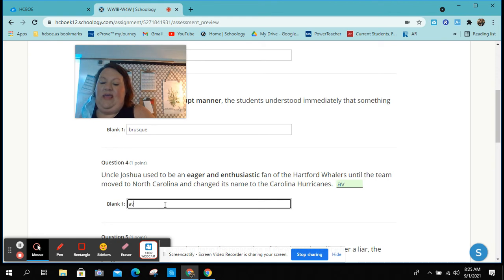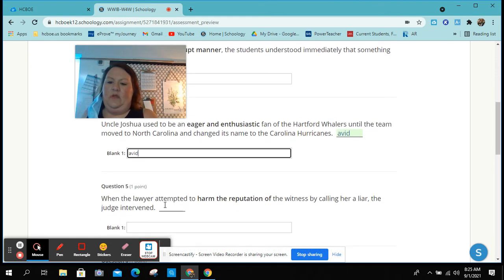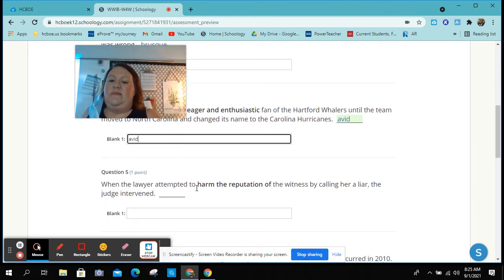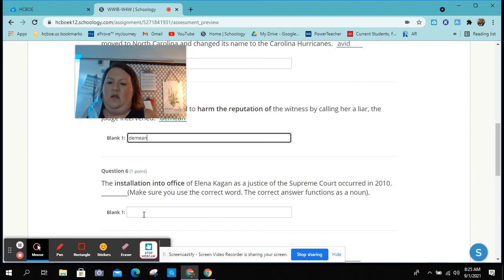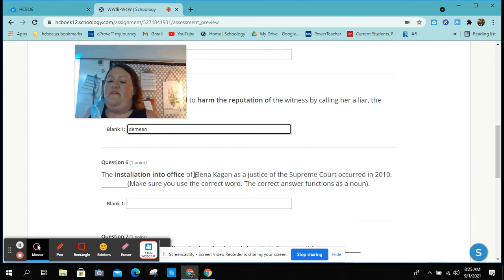Avid. A-V-I-D. When the lawyer attempted to harm the reputation of the witness by calling her a liar, the judge intervened. Demean, good. Harm the reputation of. D-E-M-E-A-N. The installation into office of Elena Kagan as a justice of the Supreme Court occurred in 2010.